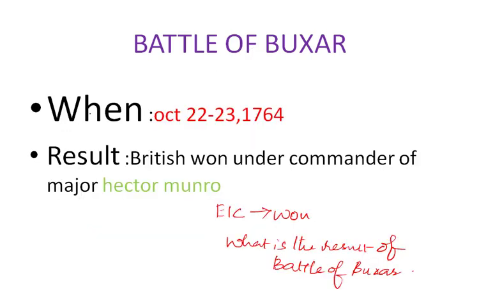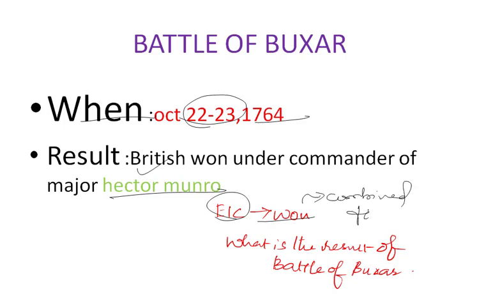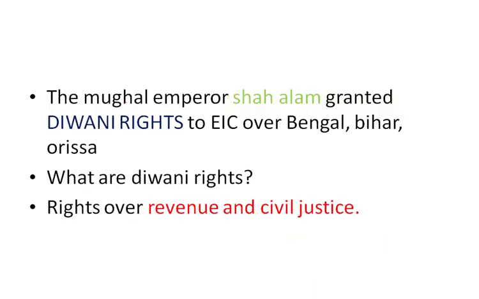So this battle happened on October 22nd or 23rd, 1764. The result was that the British East India Company, led by Major Hector Munro, won the battle, and the combined forces of the Mughal Emperor, Mir Qasim and Shuja-ud-Daula, were defeated. So what did they get after this Battle of Buxar?